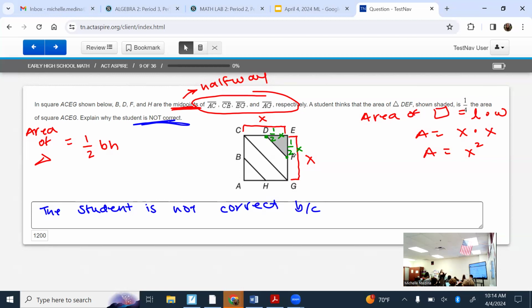So if I plug it into my formula, 1/2 base times height. My base, we're saying, is 1/2 X. My height, we're saying, is 1/2 X. Multiply all the coefficients first. What's 1/2 times 1/2 times 1/2?